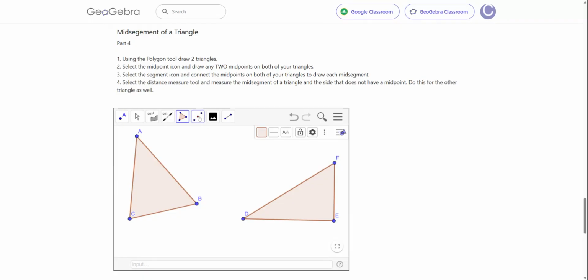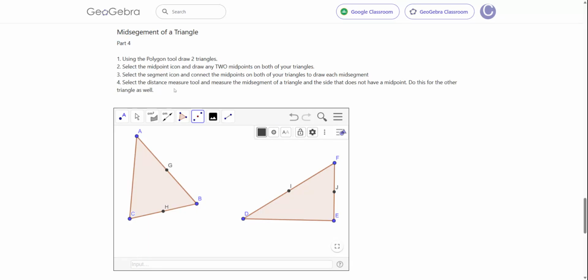Now I'm going to select the midpoint icon, the midpoint or center icon, and I'm going to draw any two midpoints on both of the triangles. Not going to draw all three. I'm only going to pick two. It's very important that you just pick two. All right, so I've got two on that first triangle, and two on that second triangle.